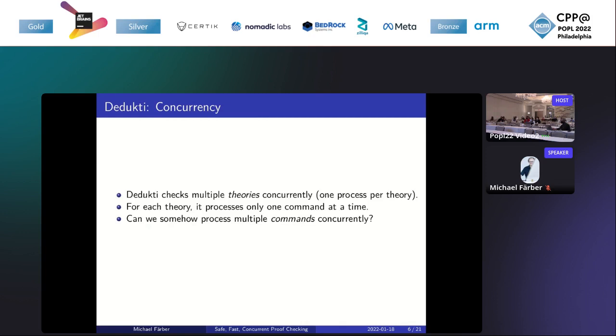Dedukti has limited support for concurrency. In particular, it can process multiple theories concurrently, as long as all of its dependencies have been previously verified. However, for each theory, Dedukti processes only a single command at any time. So the question arises whether we can somehow process multiple commands from the same theory at the same time.